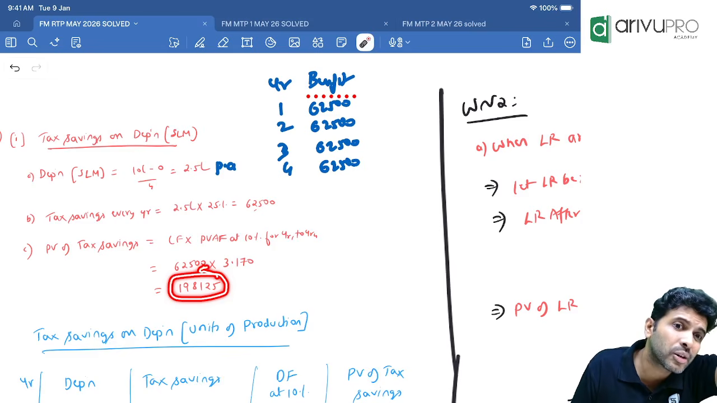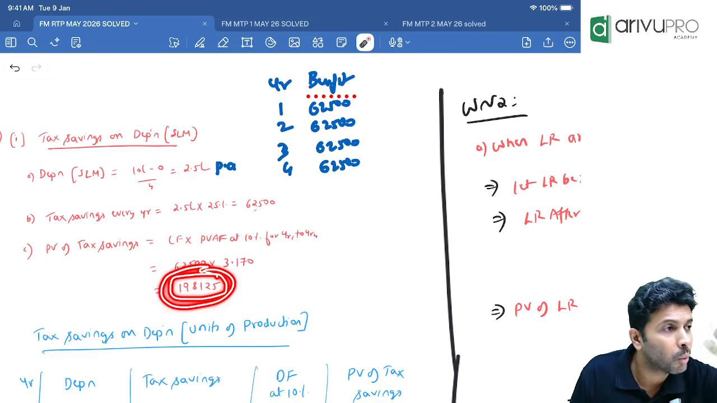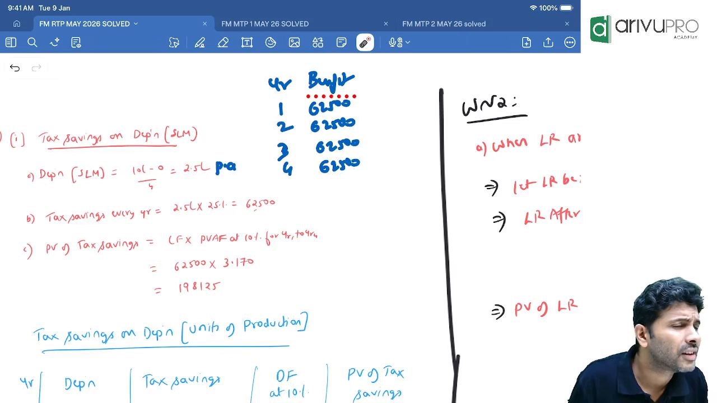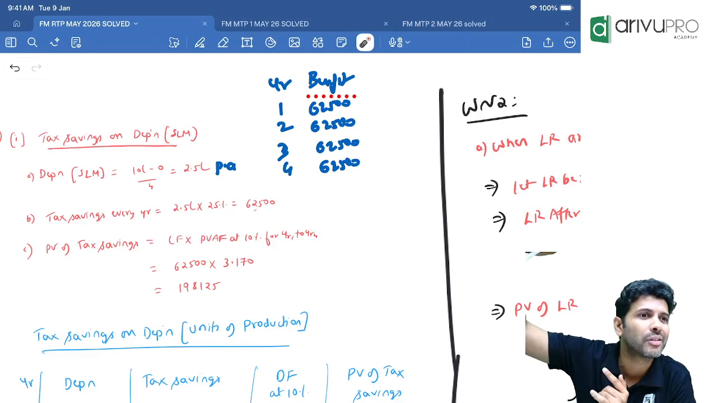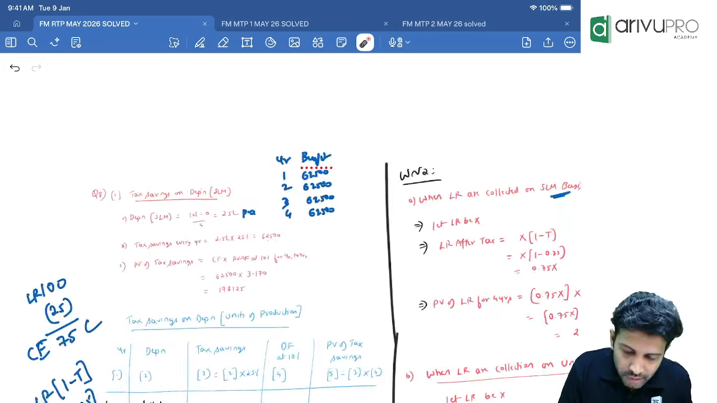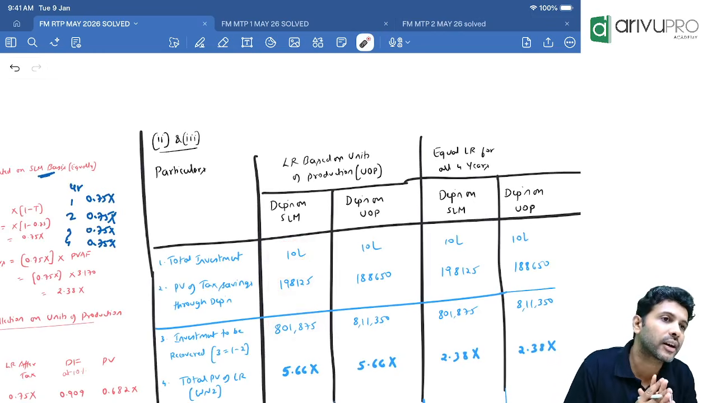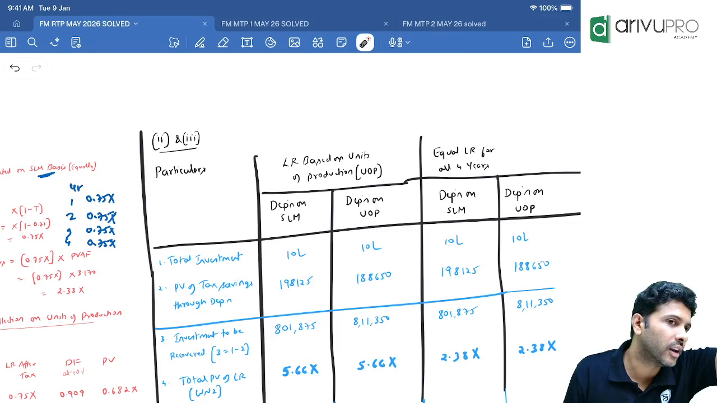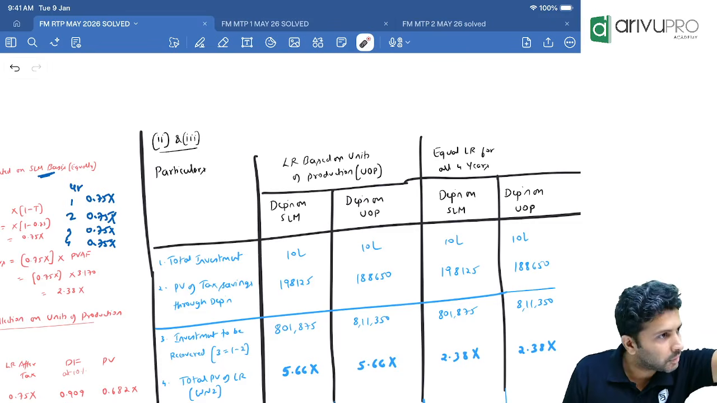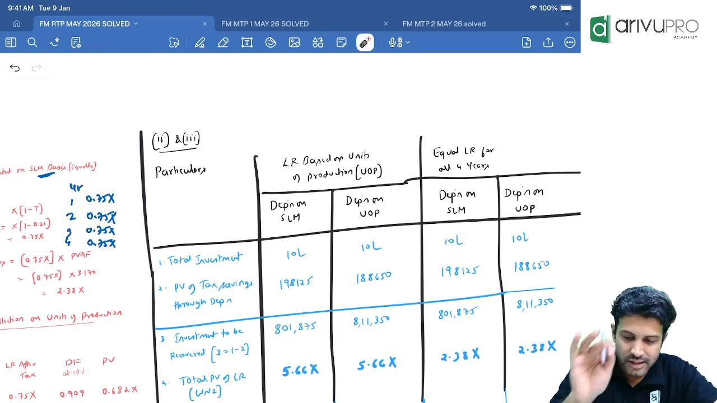Sir, I bought an asset worth 10 lakh. I already got how much benefit due to depreciation? 198,125. I mean, should I have to really recover 10 lakh from my client or balance is good enough? What is balance? 10 lakh minus 198,125, which is 801,875. Correct? This I have to recover as what? Lease rental. Understood? Everybody good? This is what we have to do. Once again, check everybody.